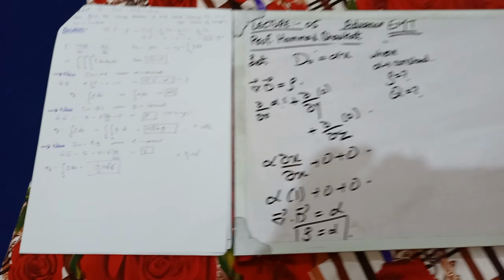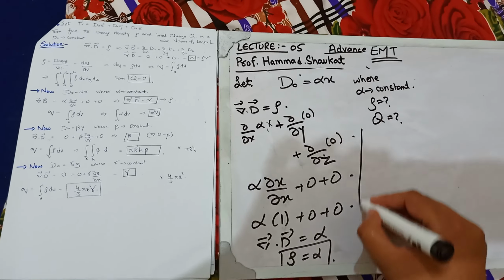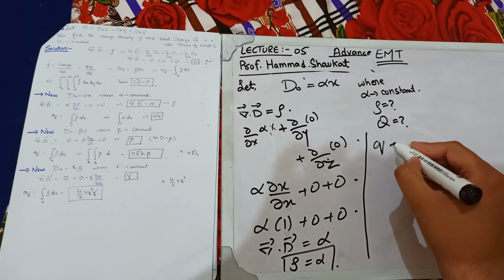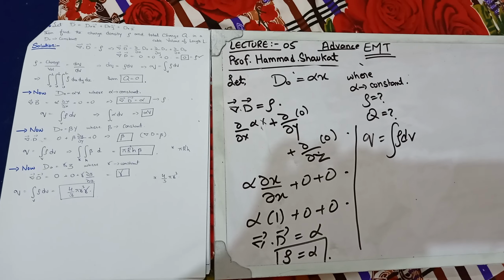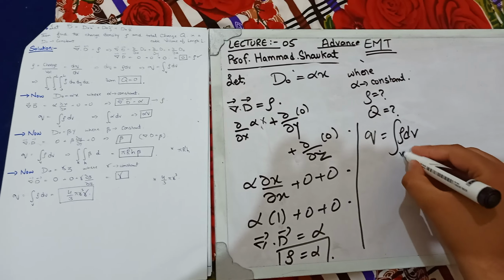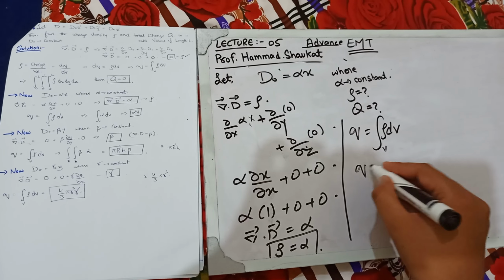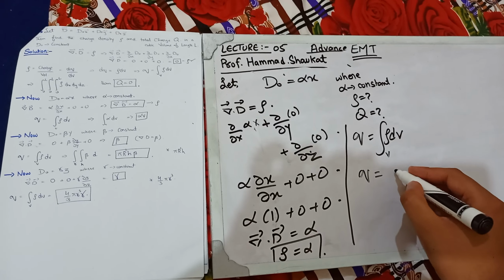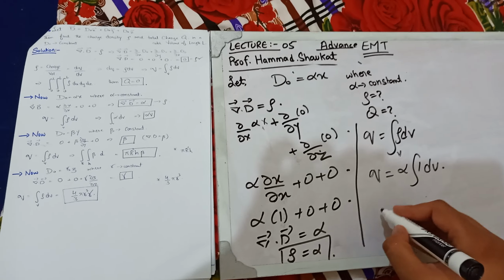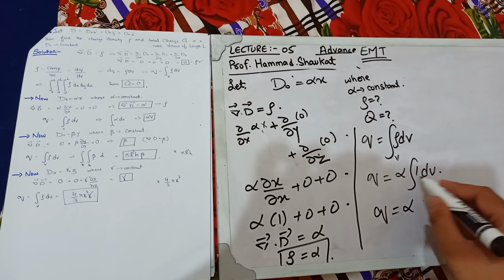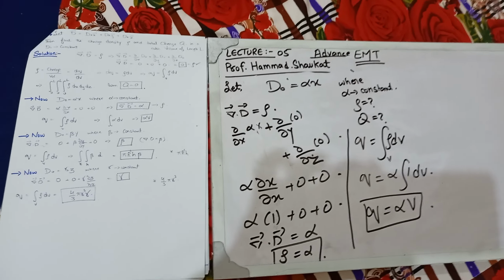Similarly, you have to find the total charge q, and you know how to find the charge q. As I told you, q equals the integral of rho dv, because we have to integrate over the whole volume. Now put in the value of rho, which is alpha, and alpha is constant, so alpha comes outside, integral of 1 dv. So q equals alpha, the integration of 1 over dv is v. So now your total charge is equal to alpha v.